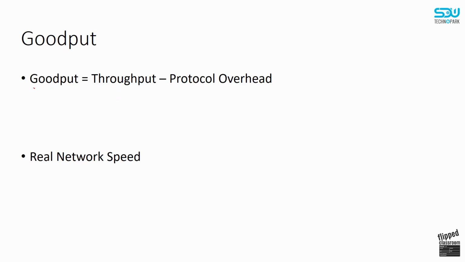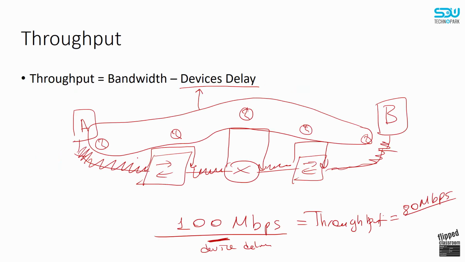Afterward, what is the goodput? Goodput is the throughput minus protocol overhead, which actually shows your real network speed. And what does protocol overhead mean? Imagine that your computer is sending this information, but before sending it, your computer will make the encapsulation from layer number 7 to layer number 1.